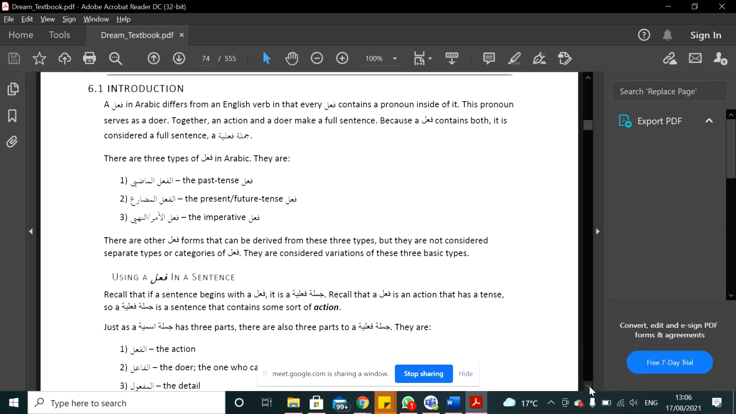They are considered variations of these three basic types. Thank you. So you see, whatever I told you, that if we have a fi'l on its own, it contains a pronoun inside of it, so it makes a complete jumla fi'liya on its own by just a single word. That is why a single fi'l is called jumla fi'liya in Arabic. We talk about the three types of af'al in Arabic, and everything else is just a derivation of these three. So basically we have to learn about the three basic types of af'al.